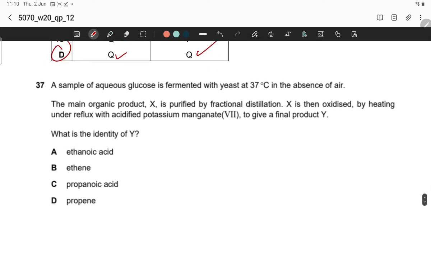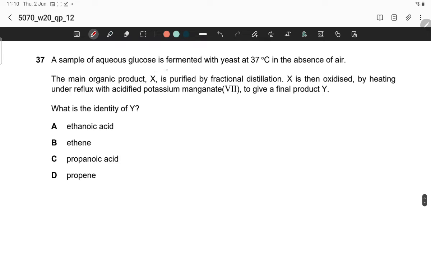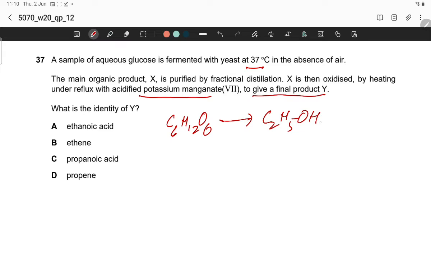B option is correct. A sample of aqueous glucose is fermented with yeast at 37 degrees centigrade in the absence of air. The main organic product X is purified by fractional distillation. X is then oxidized by heating under reflux with acidified potassium manganate to give the final product. Glucose, C6H12O6, forms ethanol, C2H5OH, plus CO2.